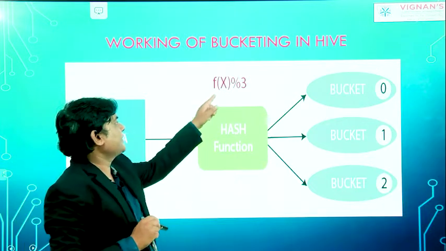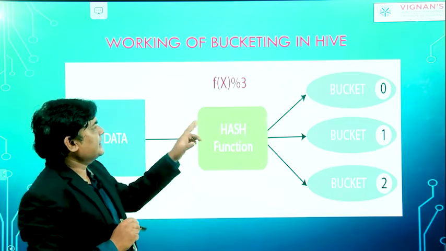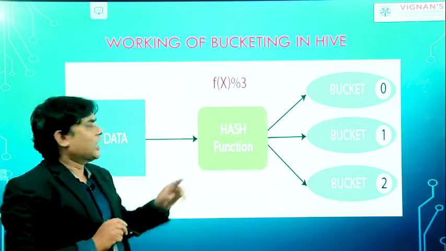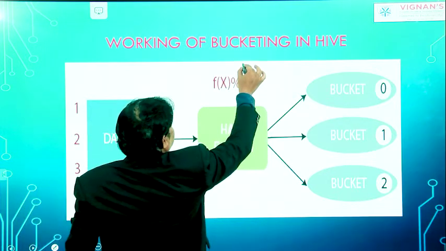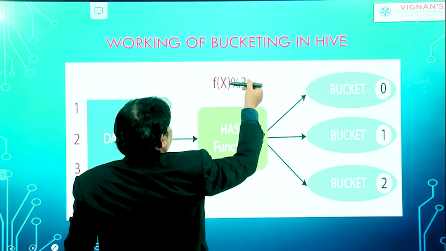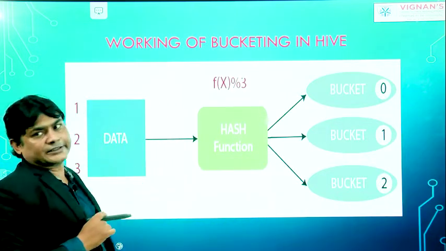That is f(x) modulo 3. Why am I keeping 3? This 3 is the number of buckets. How many buckets have I created? 3. So 3 indicates the number of buckets we have.